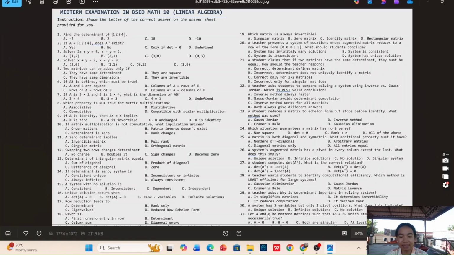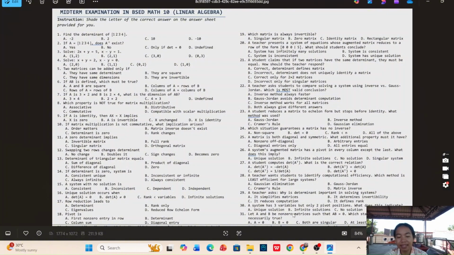Number 30. A system has three variables but only two pivot positions. What does this indicate? Number 30 answer is letter B. It's because fewer pivots than variables indicate free variables, leading to infinitely many solutions. Again, the answer is letter B.